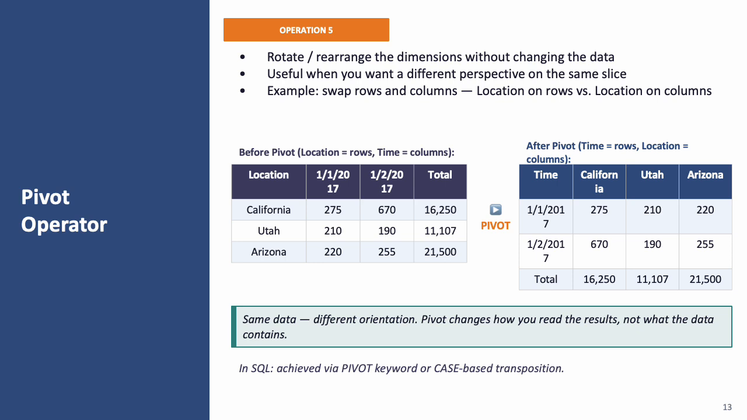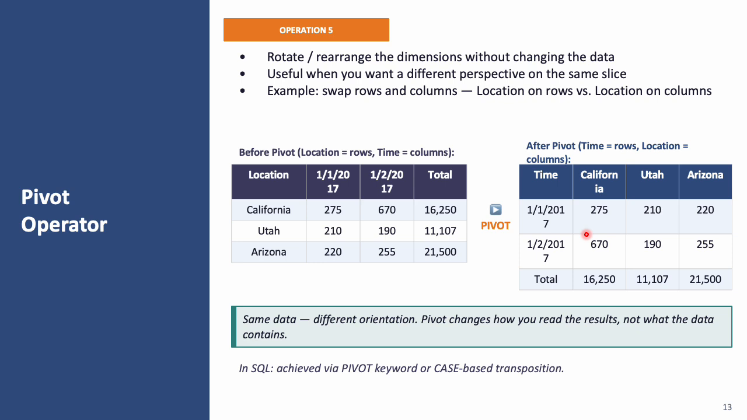So in this table, in the before table, we have location running down the rows and time running across columns. The values are total sales figures. For example, California had 275 total units sold on the 1st of January and 670 units sold on the 2nd of January, with a full year total of 16,250. After the pivot seen here, the axes have been swapped.